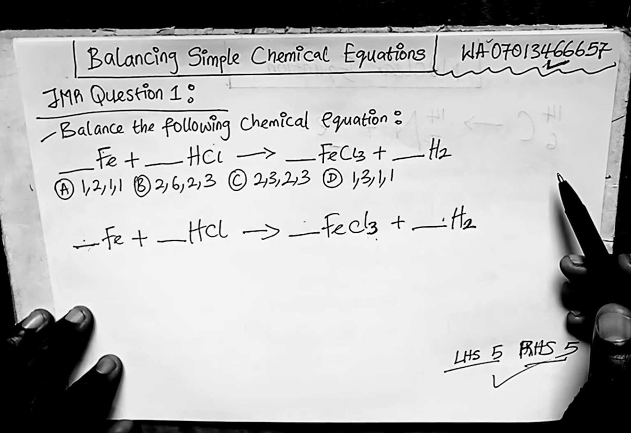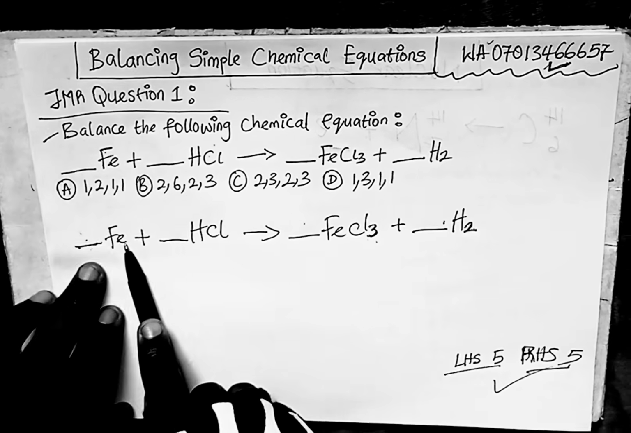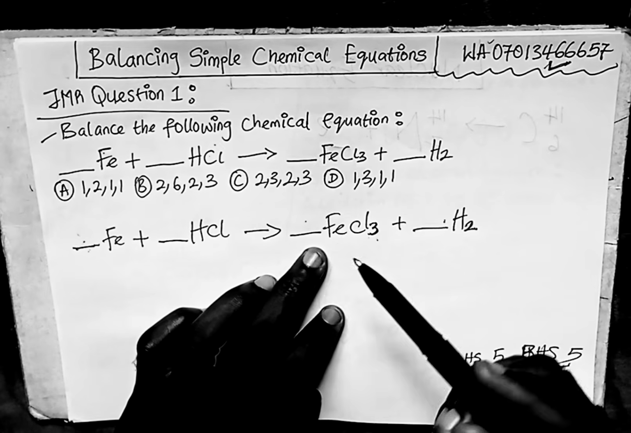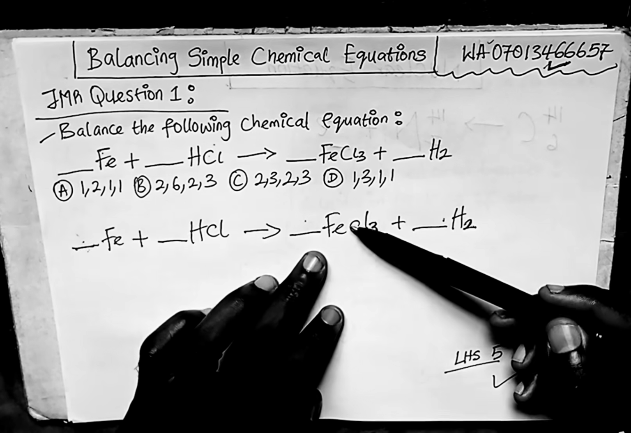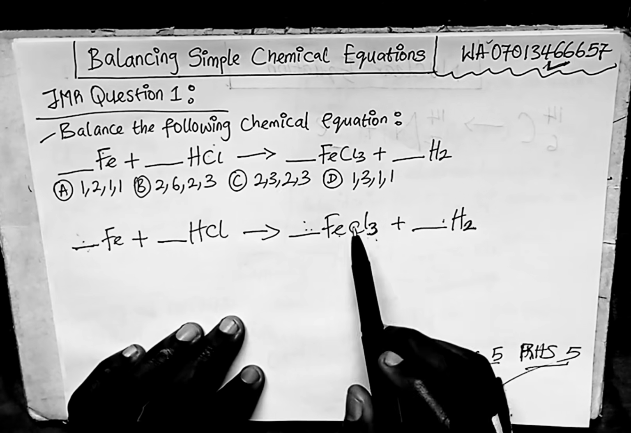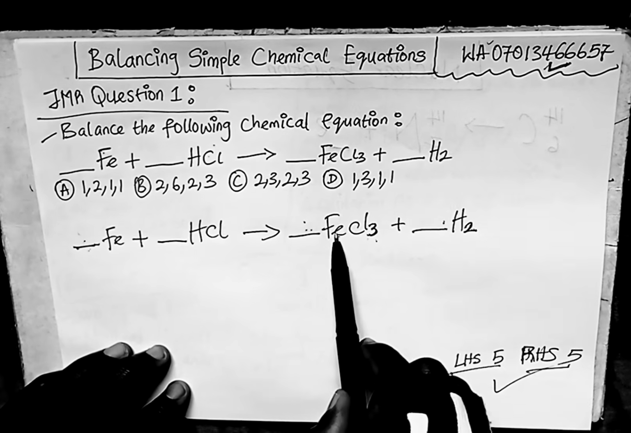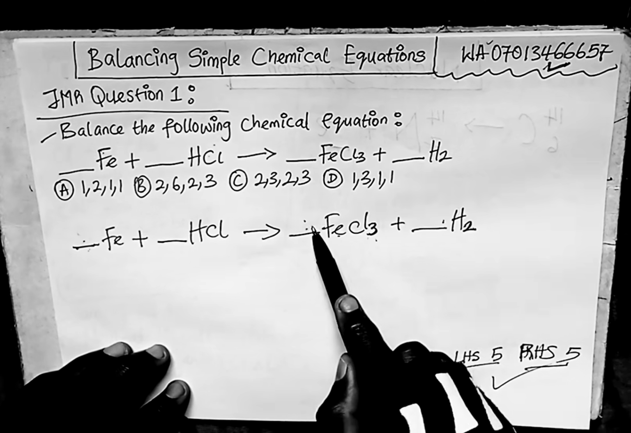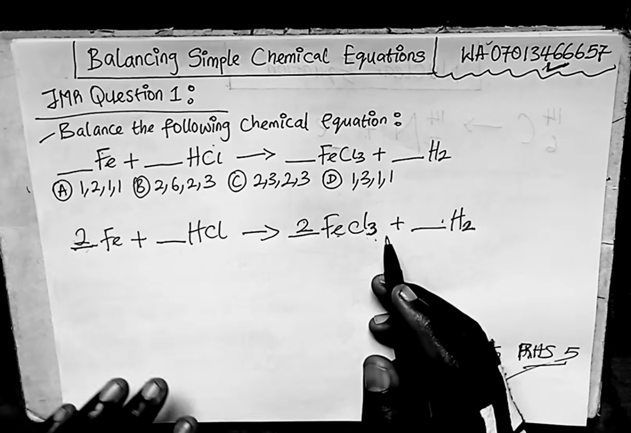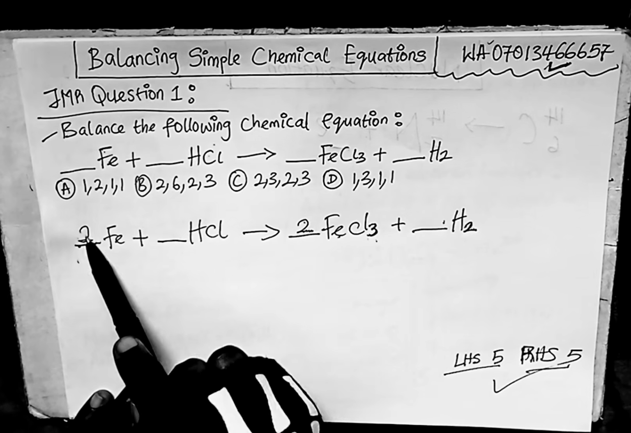So what are we going to do now? If we put 2 in front of the iron on the right side, since we have 2 iron there, we are supposed to have 2 iron on the left still. 2 times 1 is 2. So if we put 2 here and 2 here, that means we have balanced the iron. 2 times 1, the same 2.